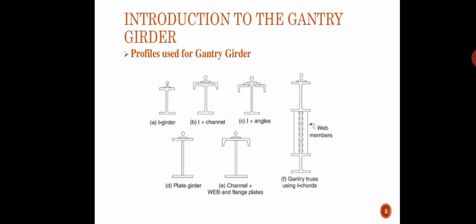Now these are the types of shape we can use as a gantry girder. In that: I girder, I plus channel section, I plus angle section, plate girder, channel plus web and flange plate, and gantry truss using I joints. Generally we prefer I plus channel for economy in a gantry girder. The rest, like the angle sections, are used as per our design requirements.